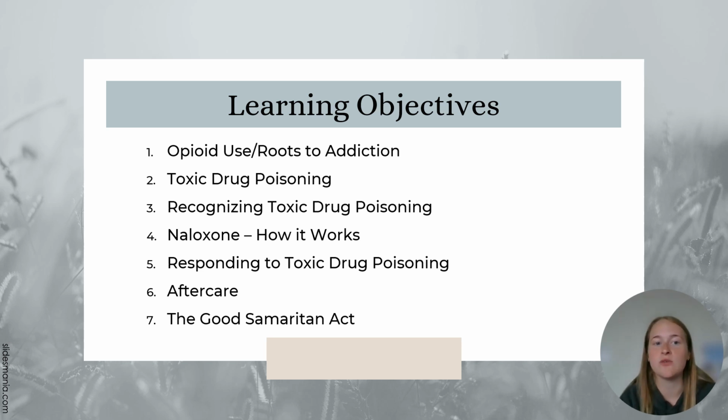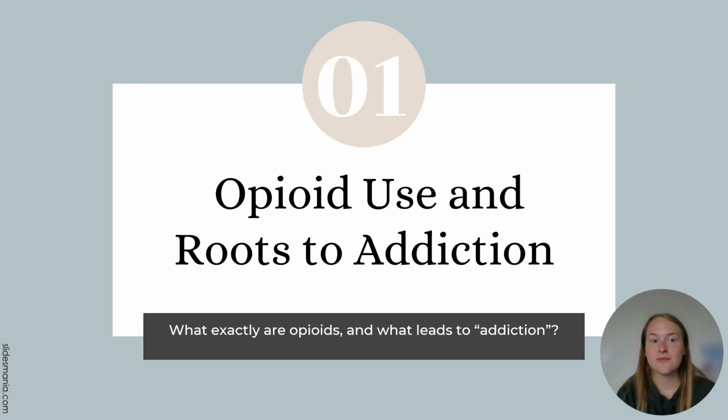inside your naloxone kit. We're also going to learn about how to respond to toxic drug poisoning, and this includes aftercare. So this is aftercare for the individual as well as aftercare for yourself. And lastly, knowing about the Good Samaritan Act and how it provides legal protection for those involved in responding to toxic drug poisoning. So we'll jump right in here to part 1, which is opioid use and routes to addiction.